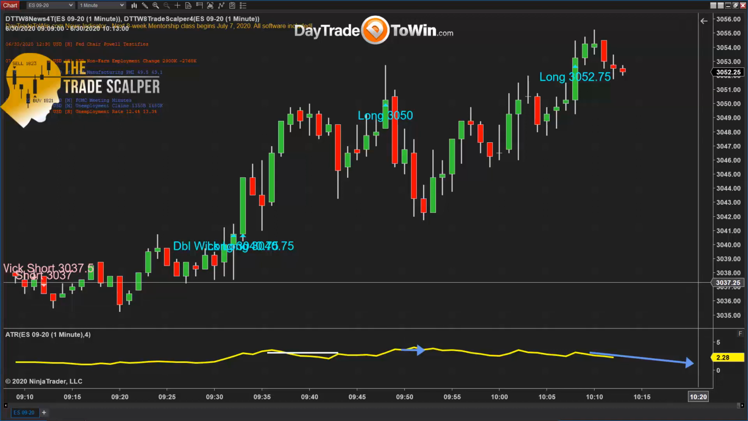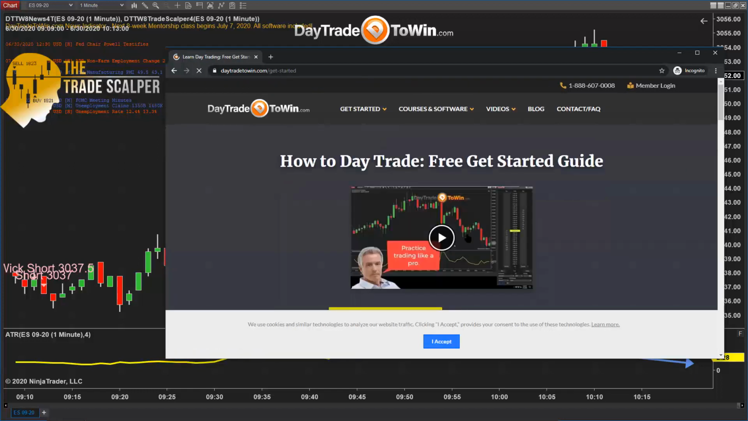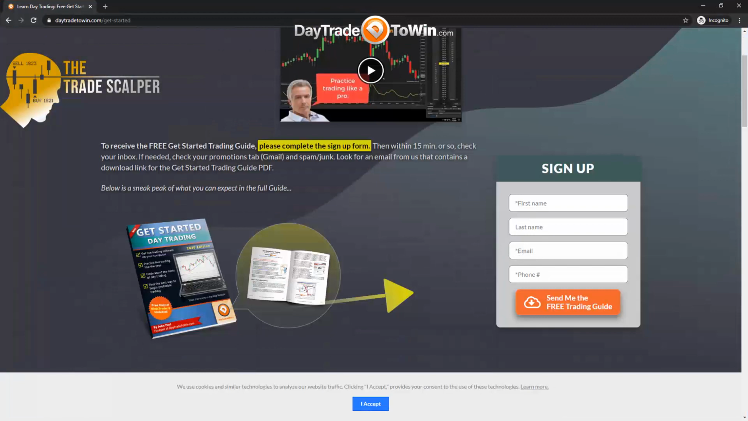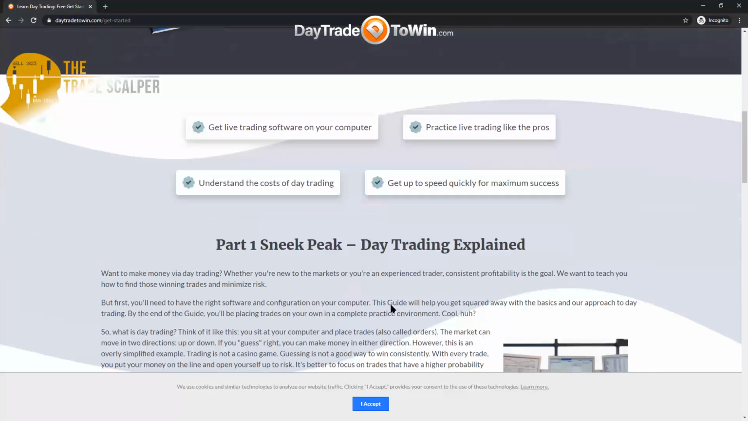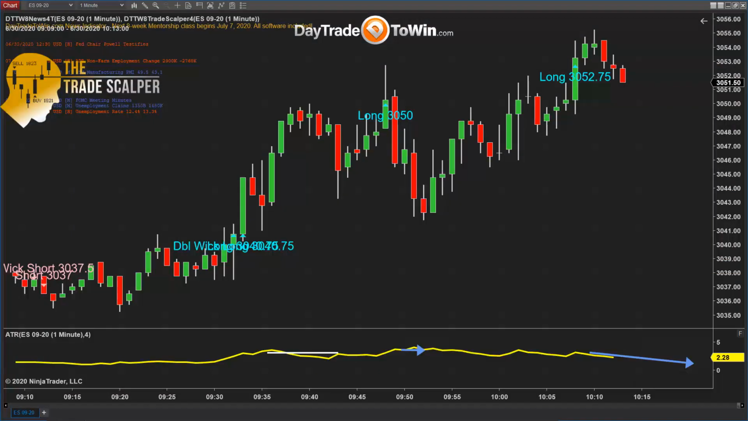So I recommend everyone download the simulator. There's a simulator access here under simulator, and you can also go to the get started page right here, where you can get the get started PDF, which also helps you understand everything that's involved with getting started. So don't just jump into it, take it slow, understand the meaning behind what trading for a living is all about.